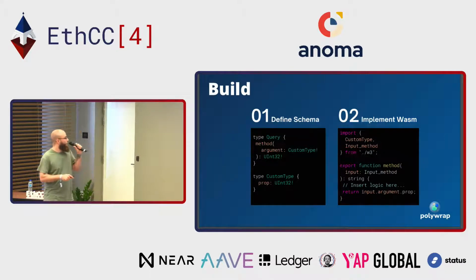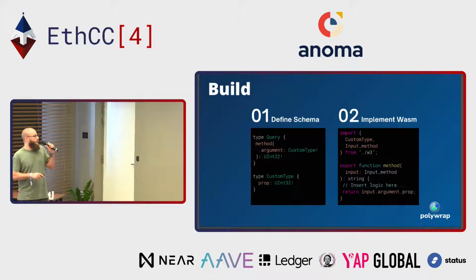And so here we define the schema. So this is a query module. So these are reading operations. We have a function called method with an argument. And then we can also define custom types.